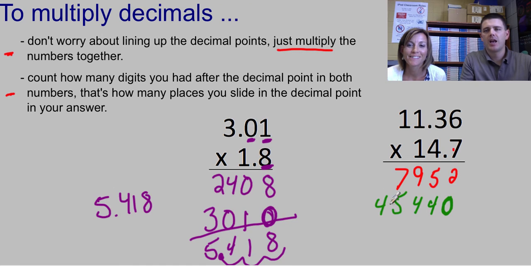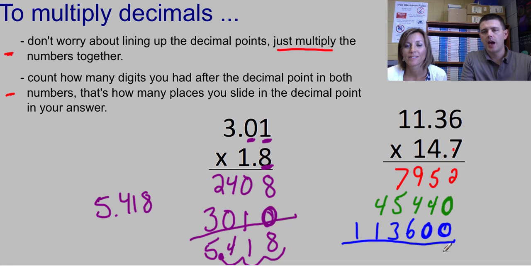So now I'm going over to the third digit, the 1, so I need to put in 2 placeholders. Each row you're adding an extra placeholder to bump your answer over. 1 times 6 is 6, 1 times 3 is 3, 1 times 1 is 1, 1 times 1 is 1. Add it all up.